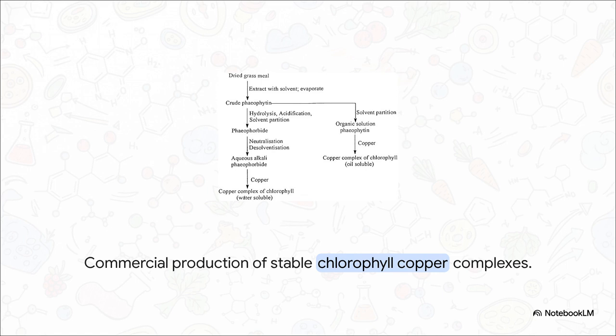This purposefully removes the central magnesium atom to form a compound called pheophytin. Then they complex that pheophytin with copper. By replacing the magnesium with copper, they synthesize a highly stable commercial colorant. It's made available in both oil-soluble and water-soluble forms, boasting vastly superior resistance to both heat and light.